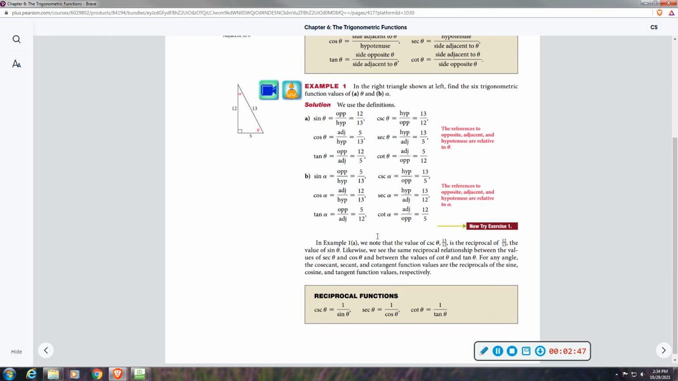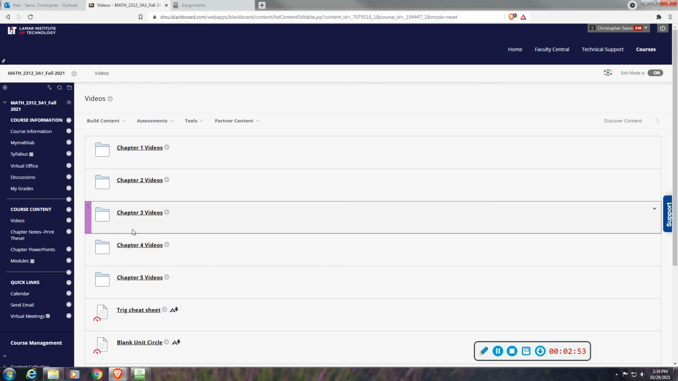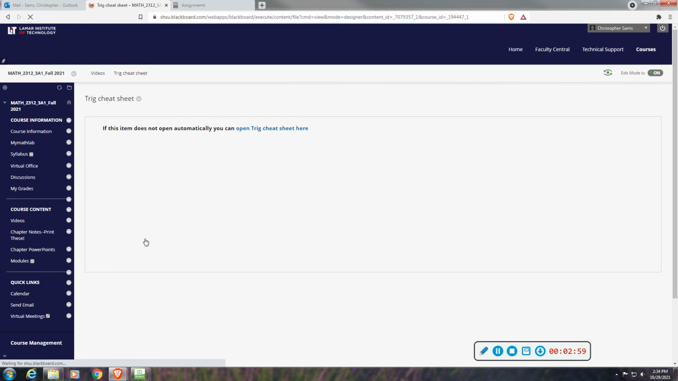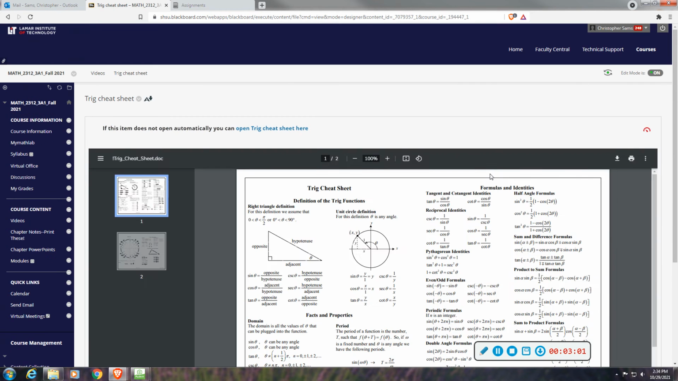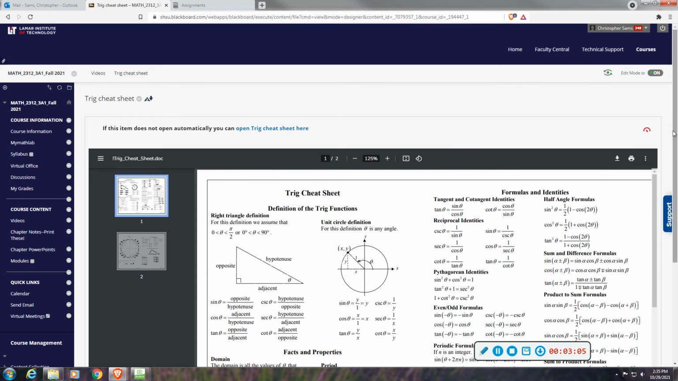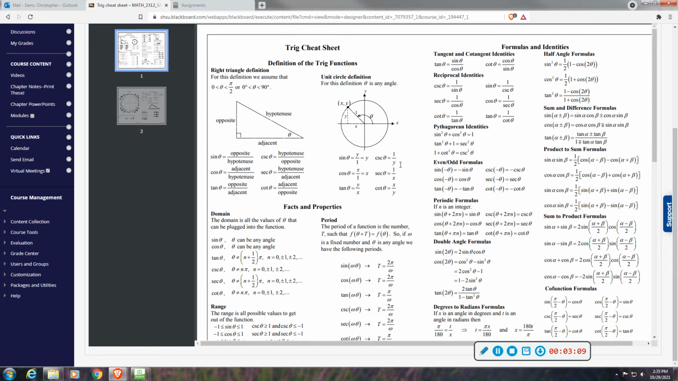Now, all of this, if you're in my class, can also be found in the trig cheat sheet. So let me show you. From within Blackboard, you go to the video section, and then I have a trig cheat sheet for you. I'm going to zoom in a little bit. It's really a four-page document that I have condensed down to two pages, one page front and back. But those six trig functions are here, showing you opposite over hypotenuse, and so forth.